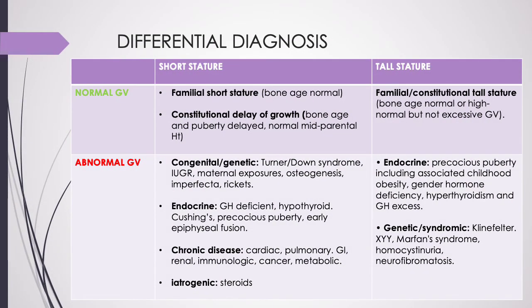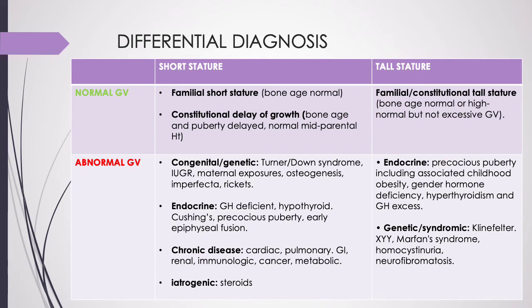The differential diagnosis for the short stature: there is normal growth velocity and abnormal growth velocity. In the first one, there is familial short stature, where bone age is normal, and constitutional delay of growth, where bone age will be delayed. However, in the abnormal growth velocity, there is congenital genetic, such as Turner; endocrine, such as growth hormone deficiency; chronic disease, such as cardiac; and iatrogenic, such as medication, steroid.